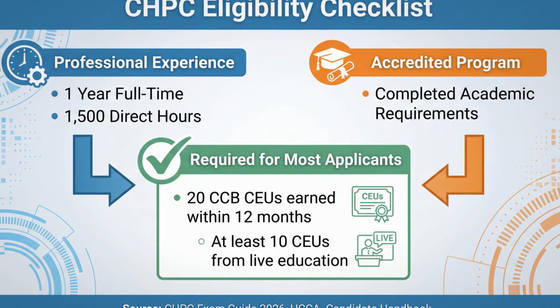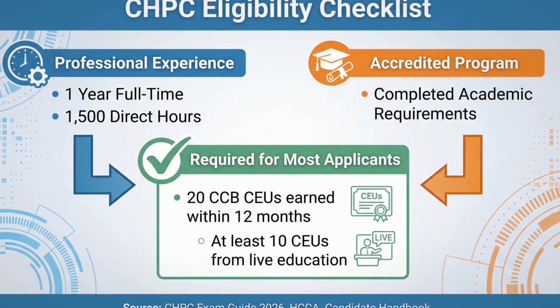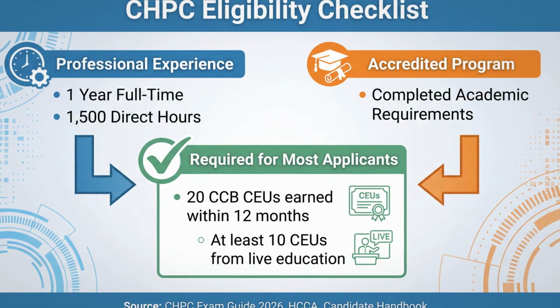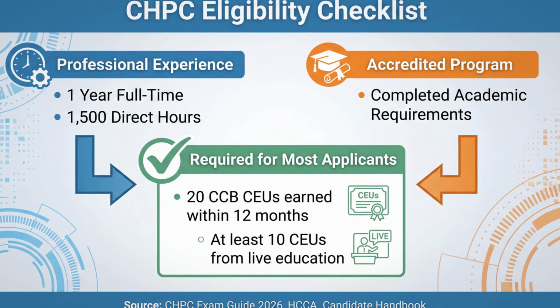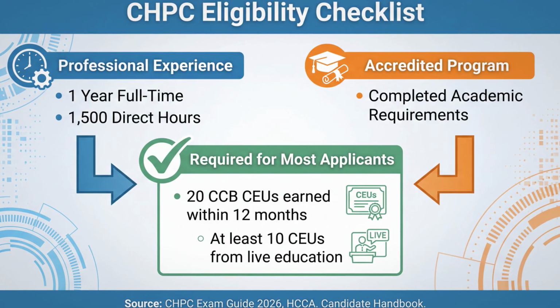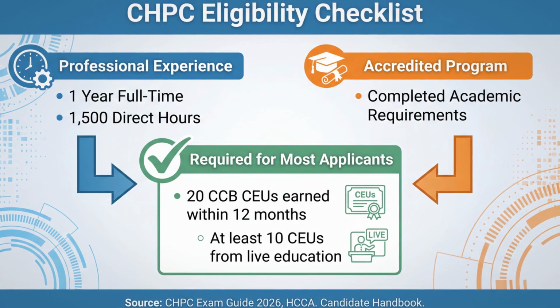Most working professionals need either 1 year in a full-time compliance position or 1,500 hours of direct compliance duties earned in the 2 years before applying. The other route is for recent graduates of a CCB-accredited university program.